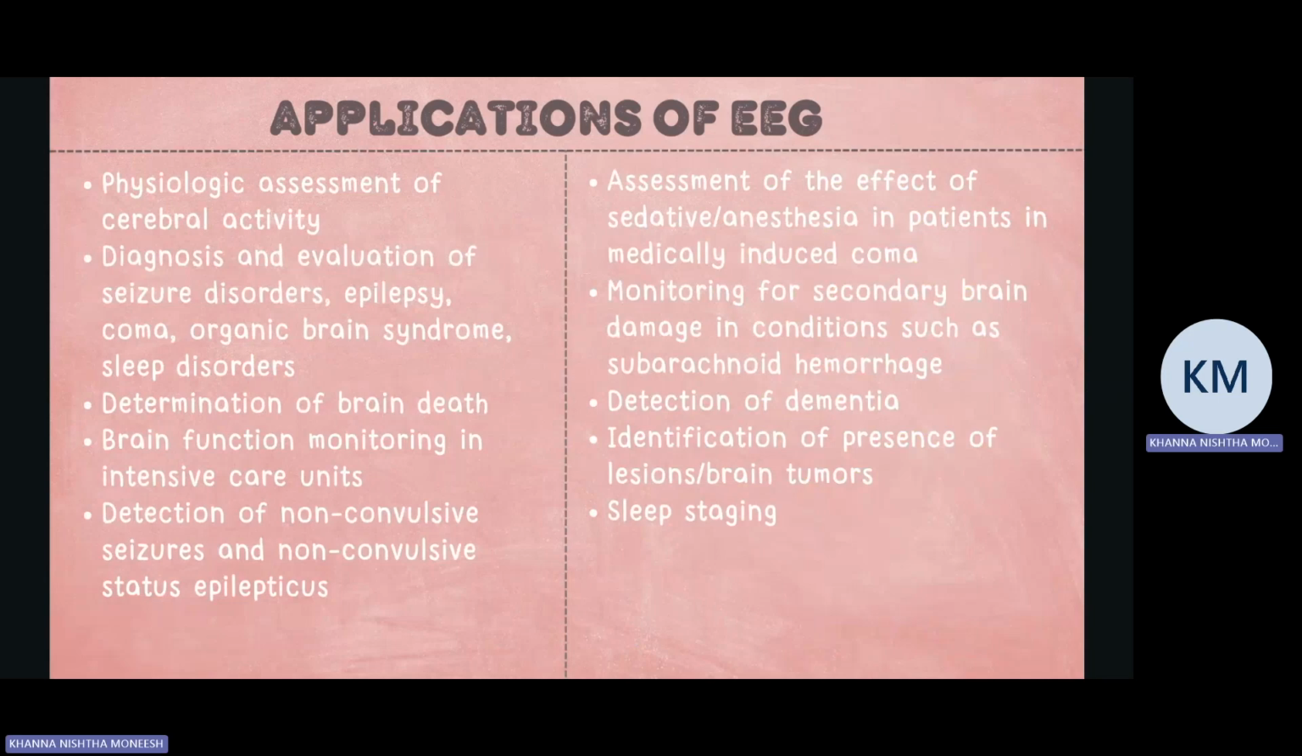The applications of EEG encompass a wide range of neurological assessment and diagnostic capabilities. These include the physiological assessment of cerebral activity, aiding in the diagnosis and evaluation of various conditions such as epilepsy, coma, organic brain syndrome, sleep disorders, and dementia. Additionally, EEG plays a crucial role in determining brain death, monitoring brain function in intensive care units, and detecting non-convulsive seizures and status epilepticus. It is also utilized to assess the effect of anesthesia in medically induced coma patients and to monitor for secondary brain damage in conditions like hemorrhage. Moreover, EEG is valuable in identifying the presence of lesions, brain tumors, and sleep staging.